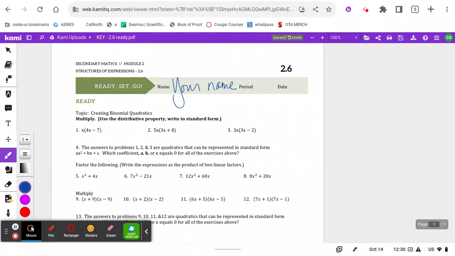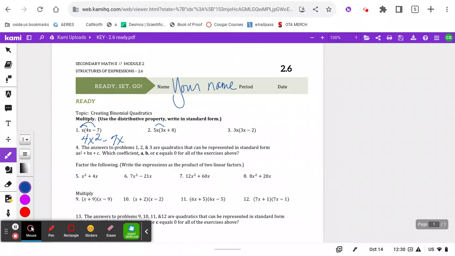So the top section is multiplying, getting us ready for numbers 5, 6, 7, and 8, because there we're supposed to factor or unmultiply. So let's go take a peek and see if doing the top section helps us in understanding the next section. So here I'm just going to distribute the x times 4x, and then x times negative 7.